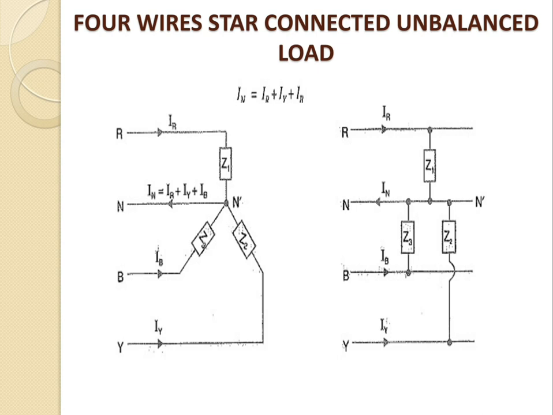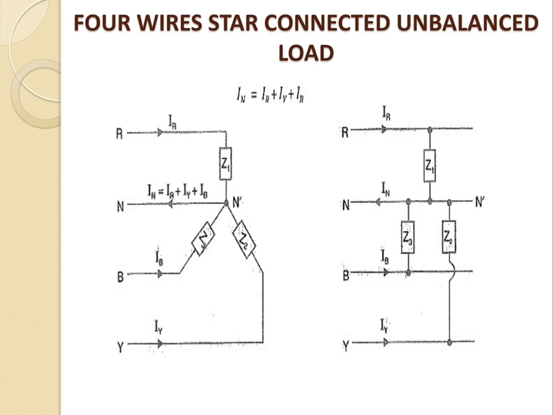Then the total current that is flowing from the neutral side, which is given by IN, is equal to IR plus IY plus IB. This is the total current that is flowing from the neutral side.